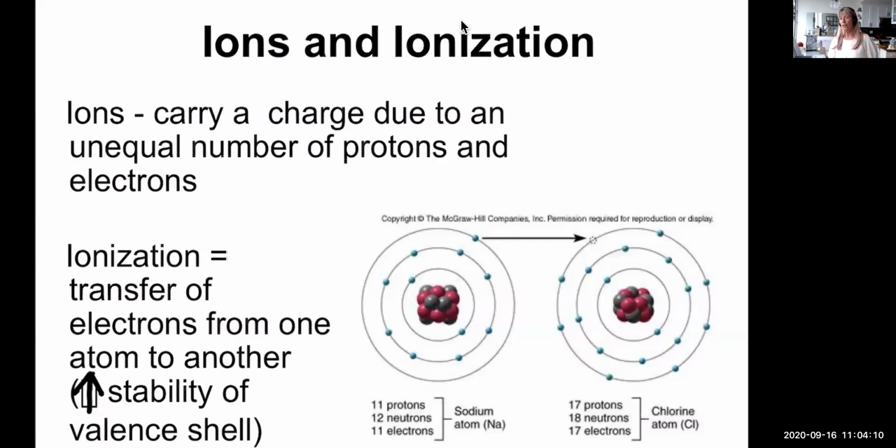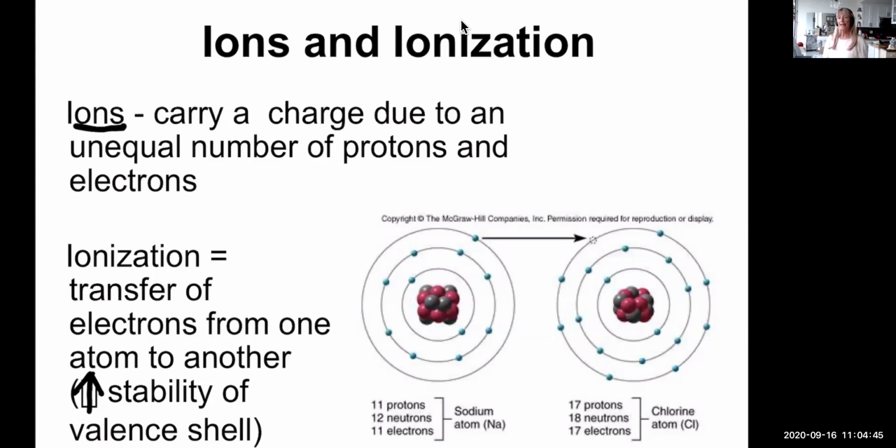So radiation causes ionization. That is when electrons are bumped out of the outer shell of an atom. It can also be caused by the attraction of that electron by another atom. Ions carry a charge. That's due to an unequal number of protons and electrons.